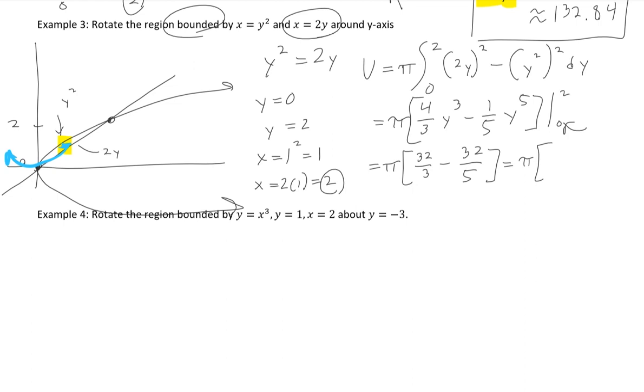Common denominator is 15 in this case, so if I do 32 times 5, that gives me 160 over 15. I believe, making sure, 2 times 5, 3, yep, okay. And then if I do 32 times 3, that gives me 96 over 15. So we get a final answer of 64 pi over 15, or whatever that is as a decimal approximation.